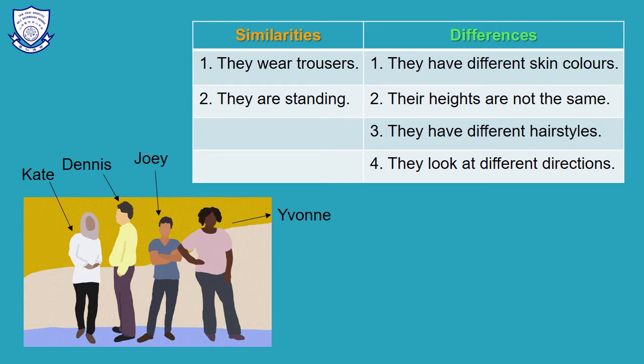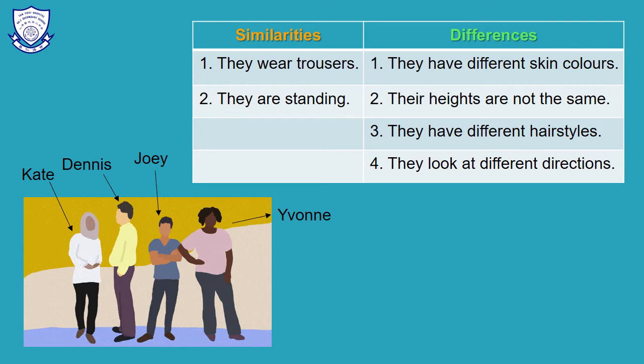Take a look at this picture at the bottom. There are 4 people in this picture. They are Kate, Dennis, Joey, and Yvonne. And there is this table that shows the similarities and differences. As you can see, for similarities, they wear trousers, and the second similarity is that they are all standing.